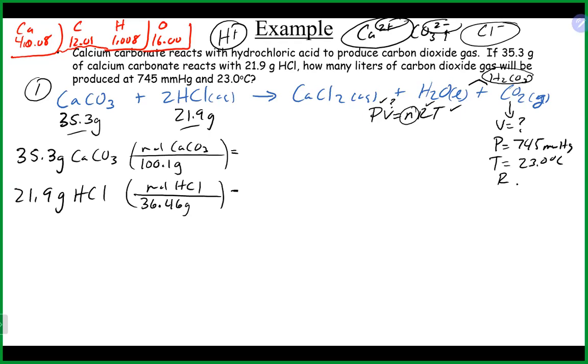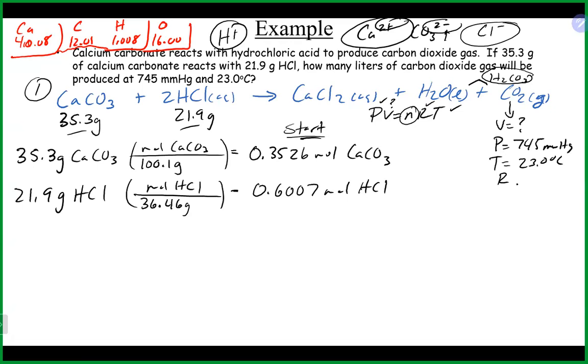35.3 divided by 100.1 gets us 0.3526 moles of calcium carbonate. We'll do the same thing here for our HCl: 0.6007 moles of HCl. These are, again, our starting amounts of each of these. So we do have to do that calculation to figure out which one is the limiting reagent.